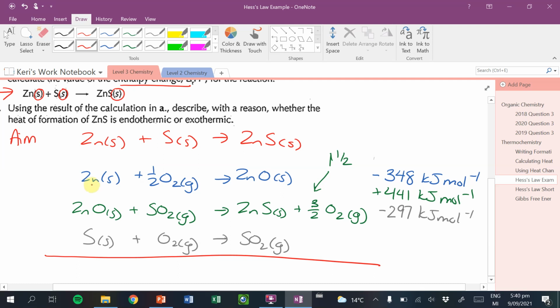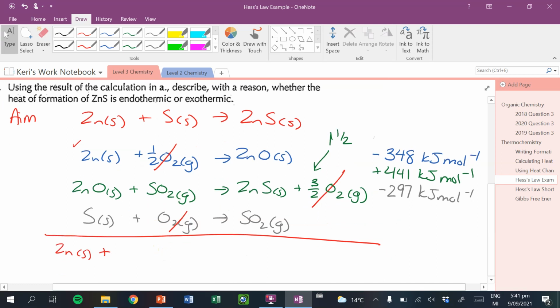As I'm going through it, zinc: I look on this side, nothing over here is zinc, so that one's going to remain in my final equation, which is what I want because that's going to be on the top over here. The oxygen is a half here, and I have one oxygen here, and then on this side I have 1.5. When we add those two, that will cancel with the 1.5 on the other side. So I'm not copying the oxygen down in my final equation.